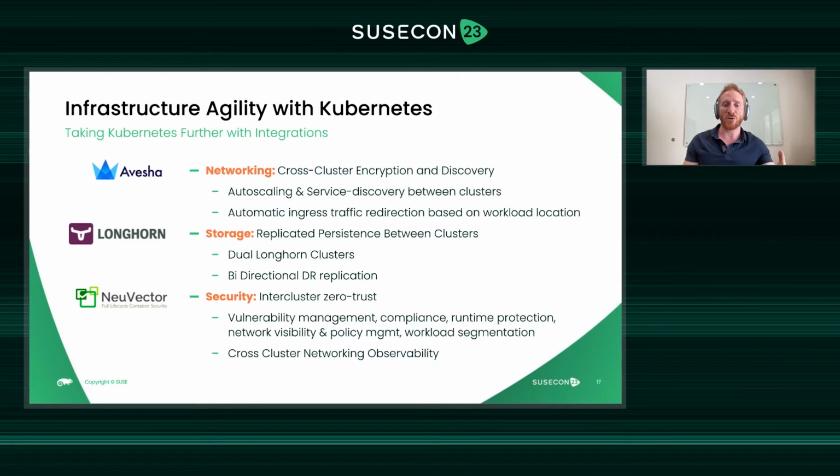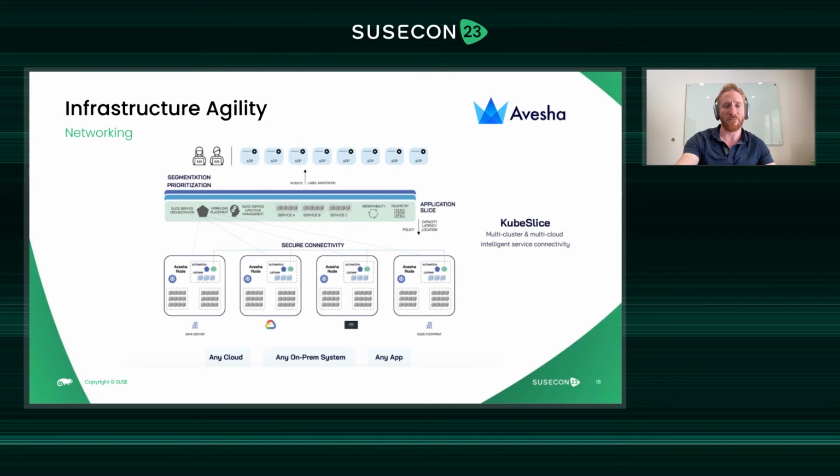Secondarily, we're looking at the storage aspect. How can we replicate persistent storage between clusters, doing bidirectional DR replication and things like that? And then thirdly, how can we do intercluster zero trust? And that's where NeuVector comes into play as being a really strong security presence in the space, probably the best cross-cluster networking piece that we have available to us from a security piece at this time.